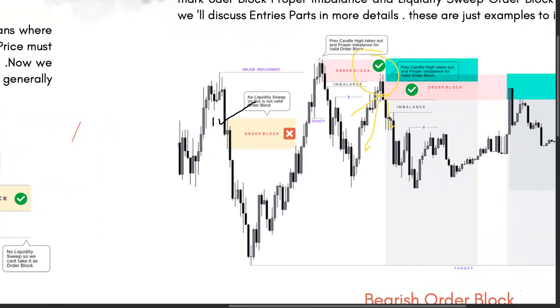At this time, you can see here, look at this one. This is a minor inducement, right? And I explain most of the time that minor inducement means recent minor structure, or you can say the strength of the move. You can say a small pullback we use to consider structure, and a major pullback we use for the entry. Correct?